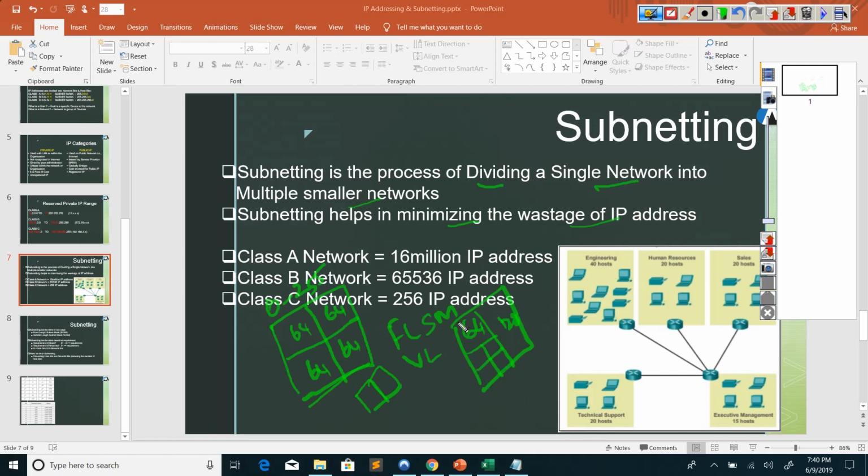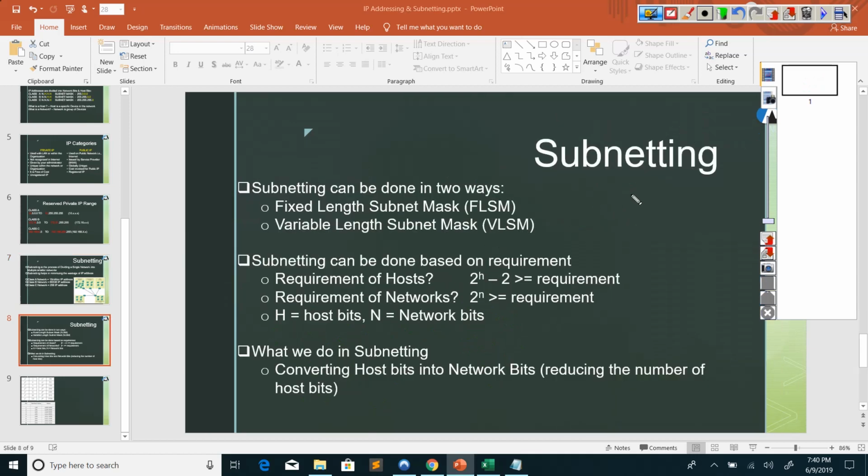We are not going particularly into the FLSM or VLSM concept, but I am going into subnetting to make you understand it for our AWS learning, the VPC, Virtual Private Cloud. Before jumping into subnetting, let us have some understanding. Subnetting can be done in two ways, which I was discussing in the earlier slide: FLSM and VLSM. Subnetting can be done based on requirement. For example, in the engineering department I need 40 IPs, my sales department requires maybe 20 IPs, and HR I can say 60 IPs. These are just examples.